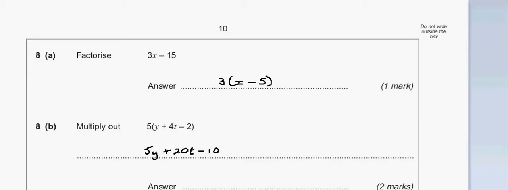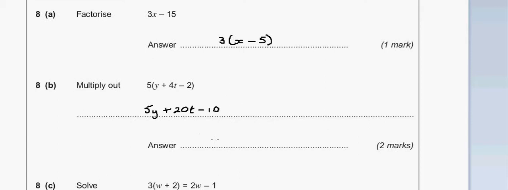Okay, so my answer, I can't simplify this anymore because we've got y, t and no values, no unknown. So we can't do anything more with that. So we would just have 5y plus 20t minus 10. Nothing more that we can do with that.